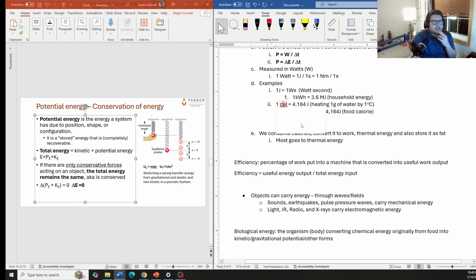1 calorie, little c, is 4.184 joules. They will always ask this question because they're going to try and trip you up. The difference between the big C and the little c. Little c, 4.184 joules. Big C is equal to 1,000 little c calories. So that is 4,184 joules.